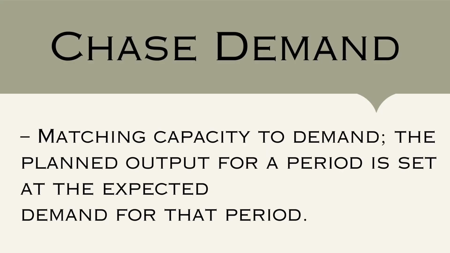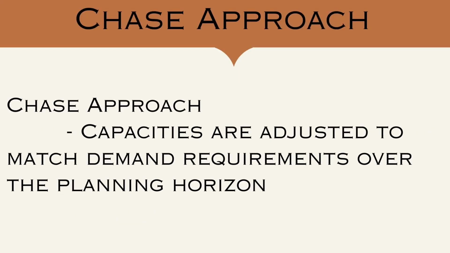Next is the chase demand. Matching capacity to demand, the planned output for a period is set at the expected demand for the period. Chase demand in aggregate planning refers to a strategy where the company produces exactly what is needed to meet customer demand without excess or shortage. This strategy aims to achieve a balance between supply and demand, ensuring efficient resource utilization and minimizing inventory costs. Next is chase approach. Capacities are adjusted to match demand requirements over the planning horizon.